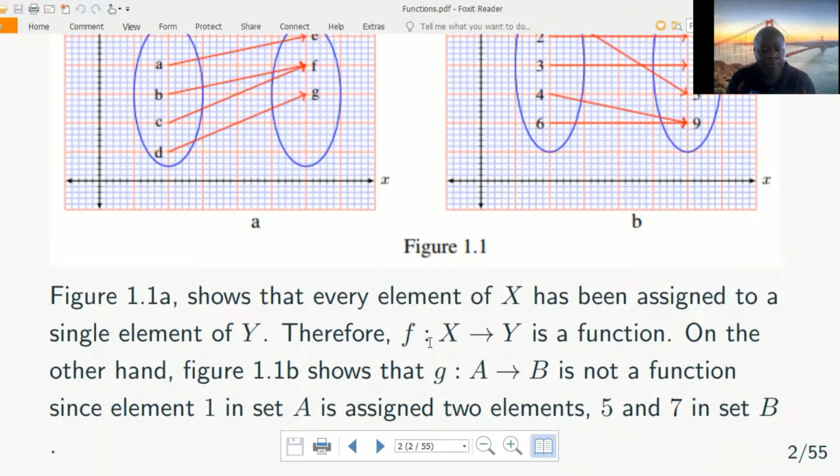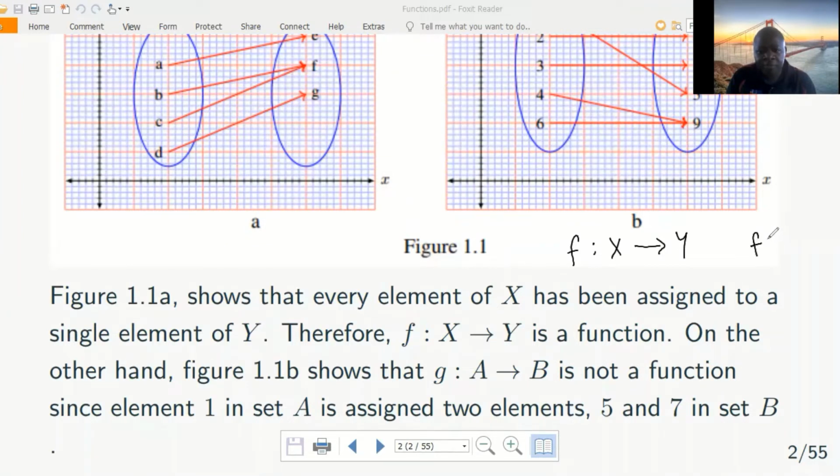And this is how we write it. So we say that F is a function assigning elements of X to elements of Y. Or F is a mapping. I can use the word mapping, but I don't want to use the word mapping here because I've not introduced it. So let's just use function. F is a function which assigns elements of X to elements of Y. And so this is how we write it. We can also write it like this.